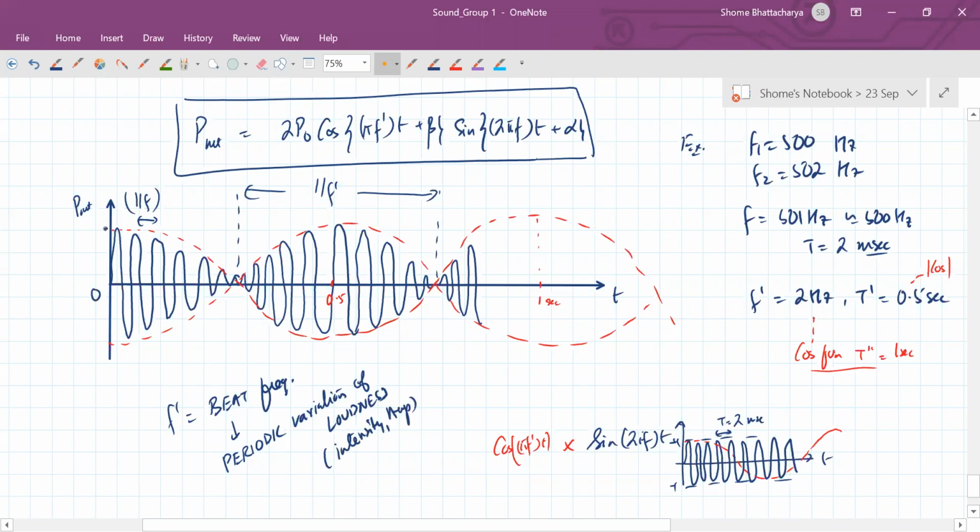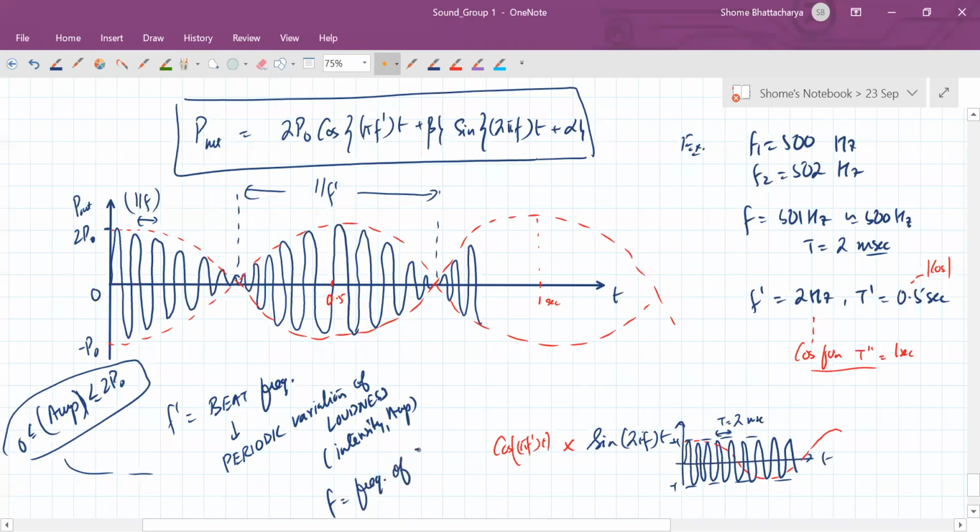Okay, and you can see that this maximum amplitude is 2p naught. So the amplitude itself varies between 0 and 2p naught in this rhythmic variation. Whereas the frequency of the sound heard, what in musical terms we call the pitch of the sound, that one is, okay. So this is the beat effect. It is a sound of a certain frequency with periodic time variation of loudness. This effect is called beats.